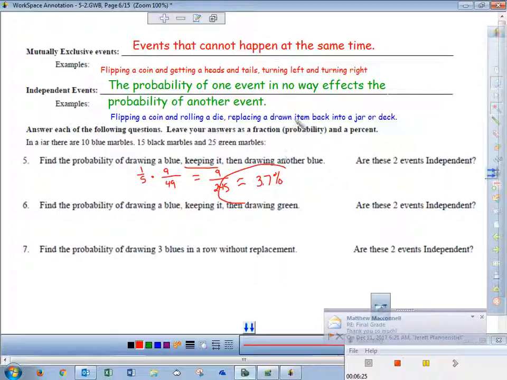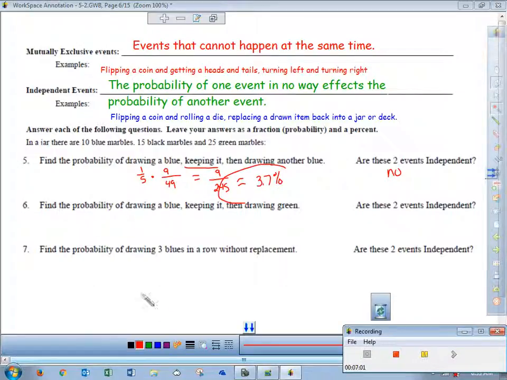Are these two events independent? Well, since we kept it, that's a big fat no. This depends on whether we actually drew a blue out of the first one, and since there's now only 49 marbles, that's what we call dependent. All right, let's do this now. So now it's like start over.